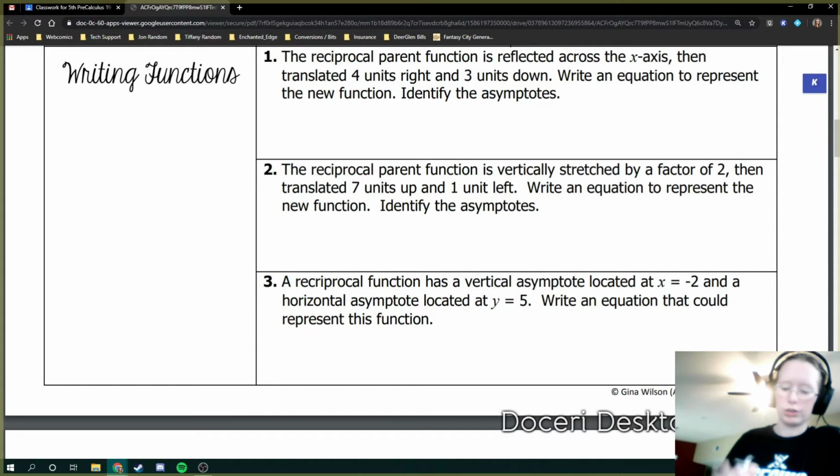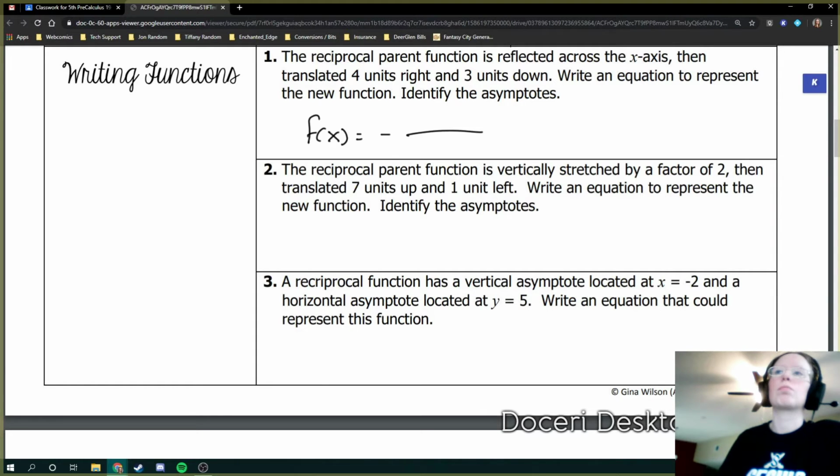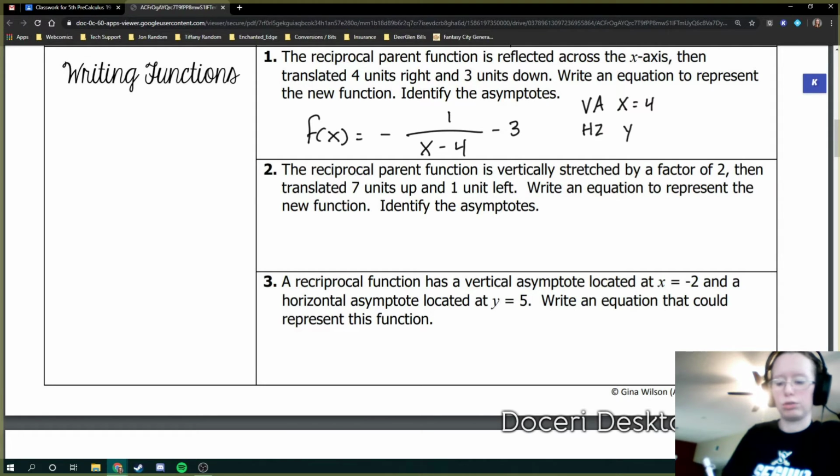Okay. So if it's being reflected, I just know that it's going to be negative. 4 right and 3 down. This doesn't tell us anything about any stretches or compression, so I'm going to assume the numerator is a 1. Okay, so this has a vertical asymptote going through x equals 4 and a horizontal asymptote going through y equals -3.